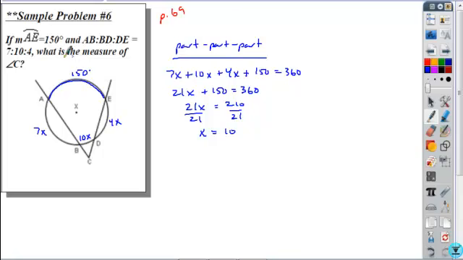And so now we can plug it back in. We want to find the measure of angle C. The measure of angle C is going to equal 1/2 the difference of 150 minus whatever 10x is. So if x is 10, 10 times 10 is 100. And so we get 1/2 the difference of that. 150 minus 100 is 50. Half of 50 gives us our angle, 25.